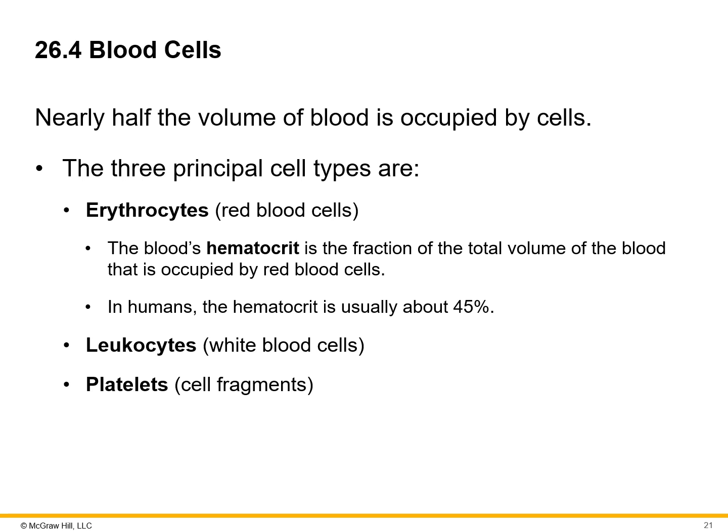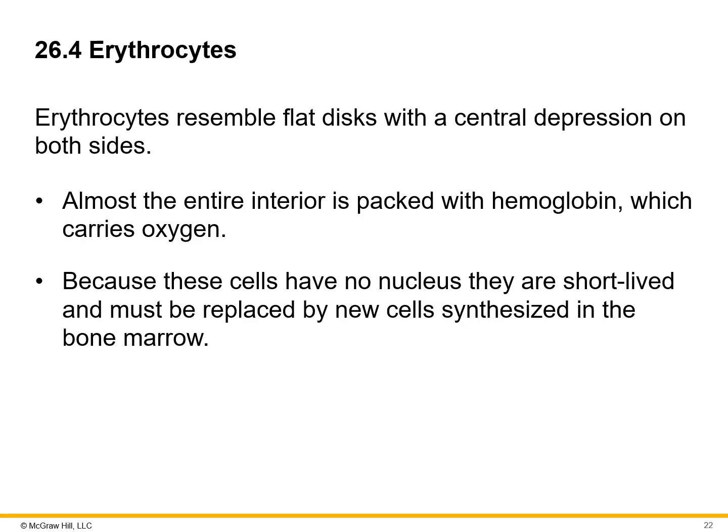We have erythrocytes or red blood cells. That determines what's called the hematocrit, which is how many red blood cells there are for each liter or volume of blood. It's normally about 45%, so about half of our blood is made up of red blood cells. And then we also have leukocytes or white blood cells that help with our immune system, and then platelets, which are cell fragments.